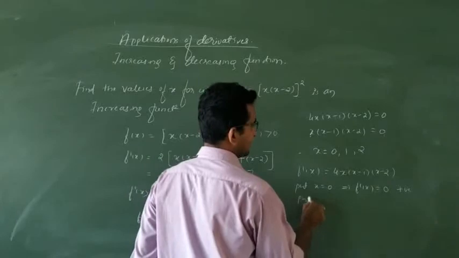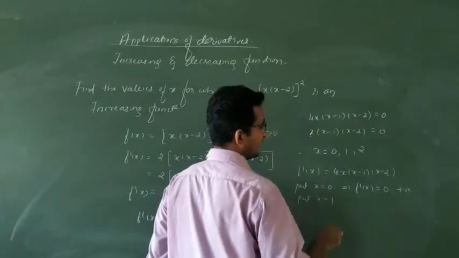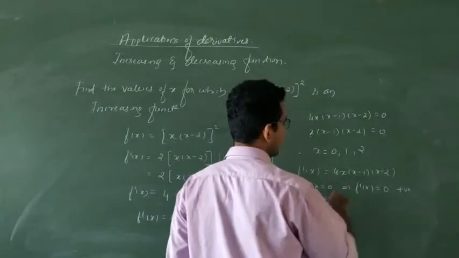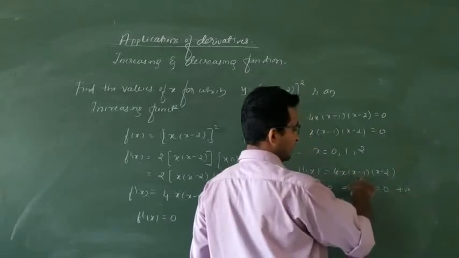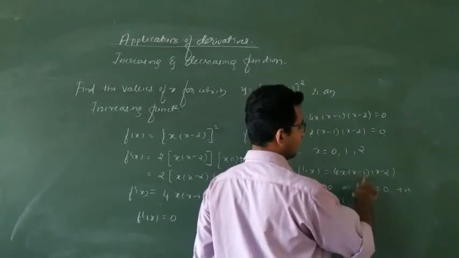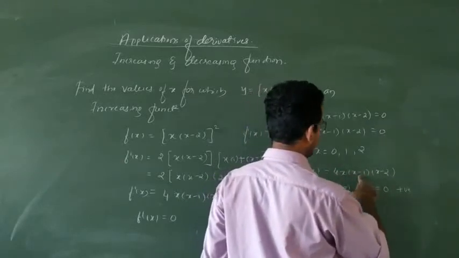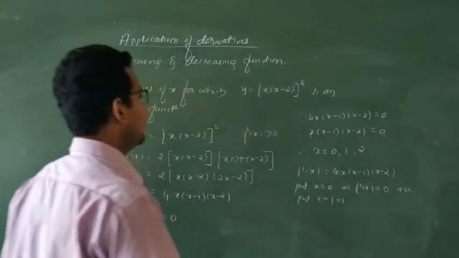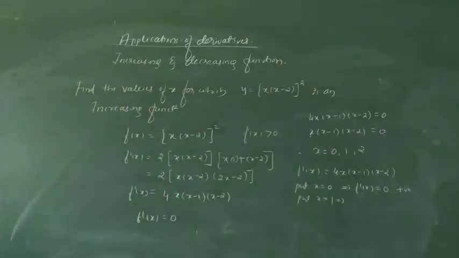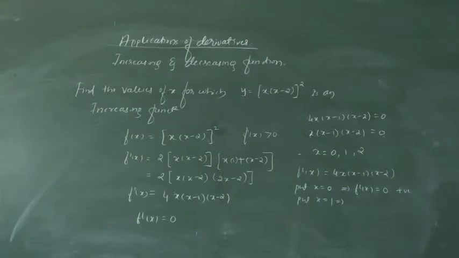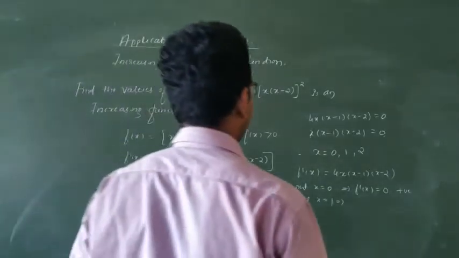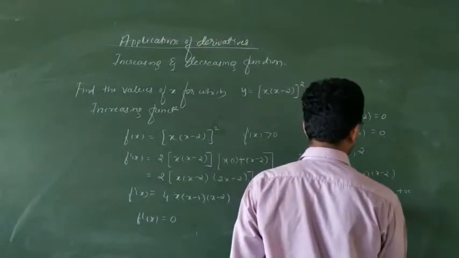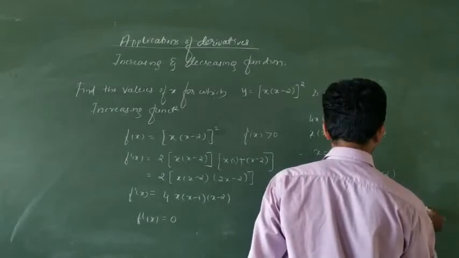When I put x is equal to 1, then 1 minus 1 is 0. So when I put x equal to 1, again I get f dash of x as 0. It means I get all the positive values here.